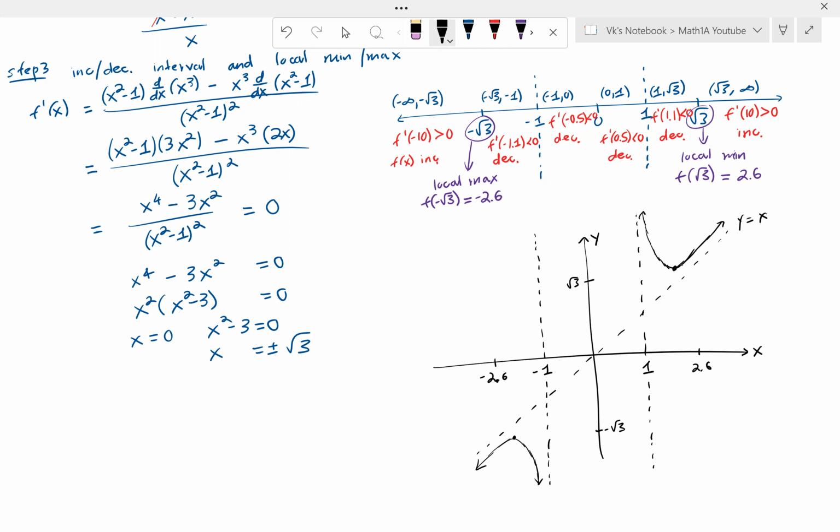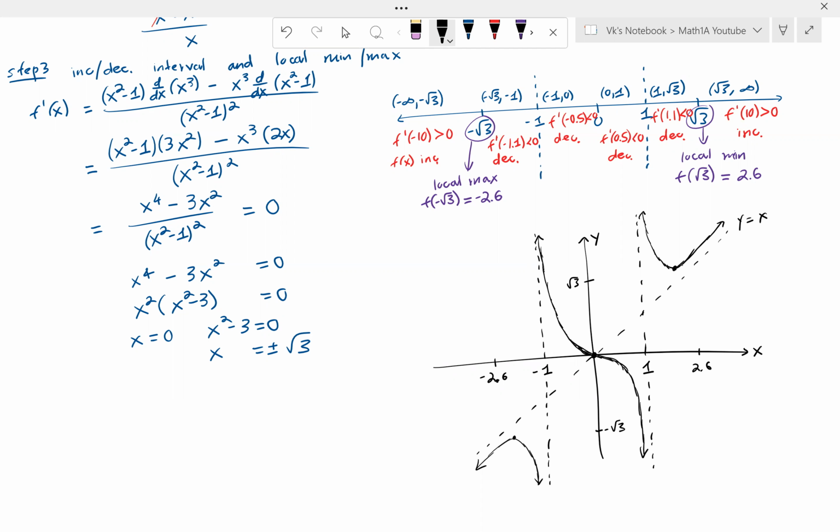We know that if we do the substitution, f of 0 is 0. So it's going to go through the middle here. And if you look at the interval from -1 to 1, right? The function is decreasing. So it does look like this. Yay! Pretty nice. Sketch by hand.